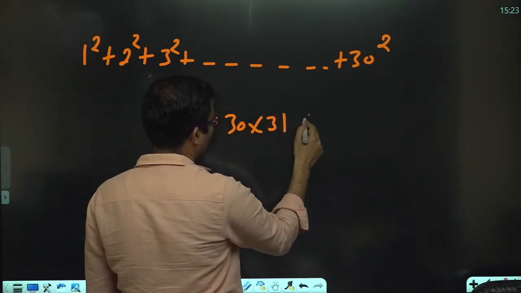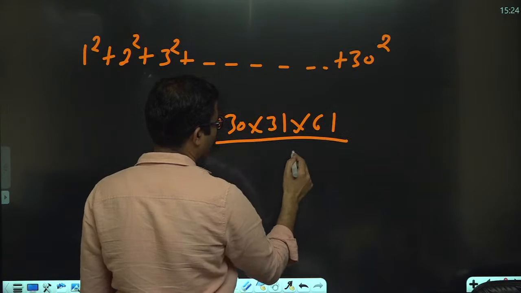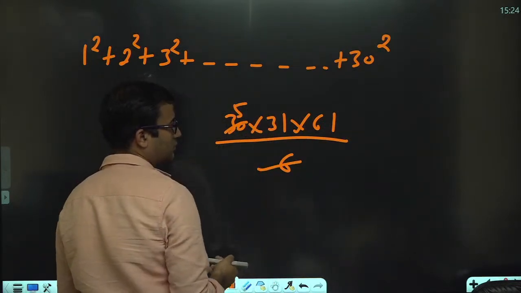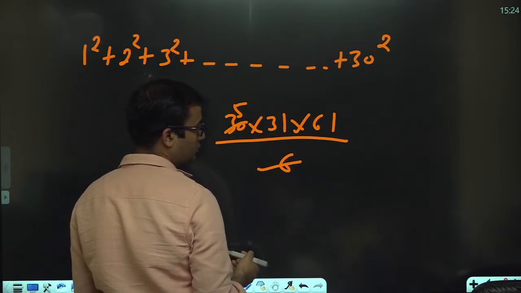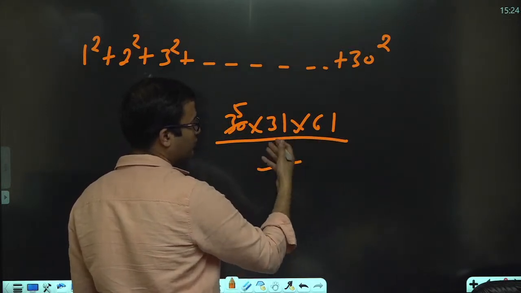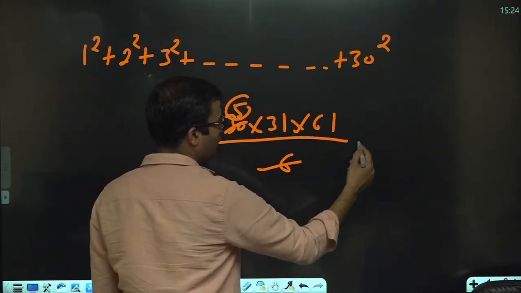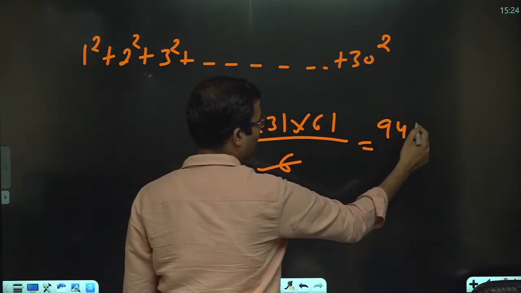Thirty into 31 into 61 divided by 6, it will give you 5. ठीक है. 155 into 61 और 31 into 305, इसको किसी भी नंबर से मल्टीप्लाई कर लो and you can do. क्या आ रहा है? 9455.